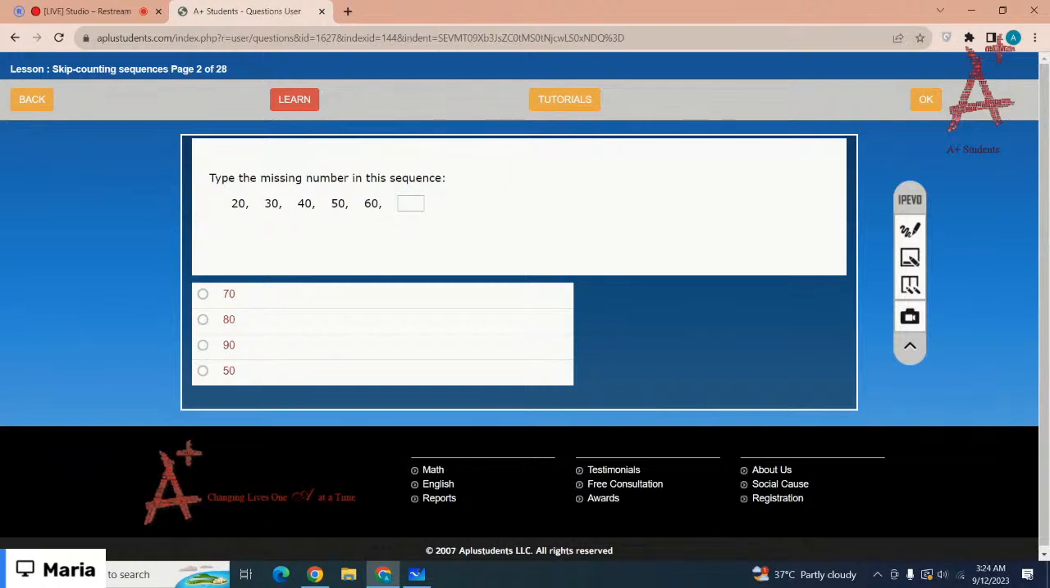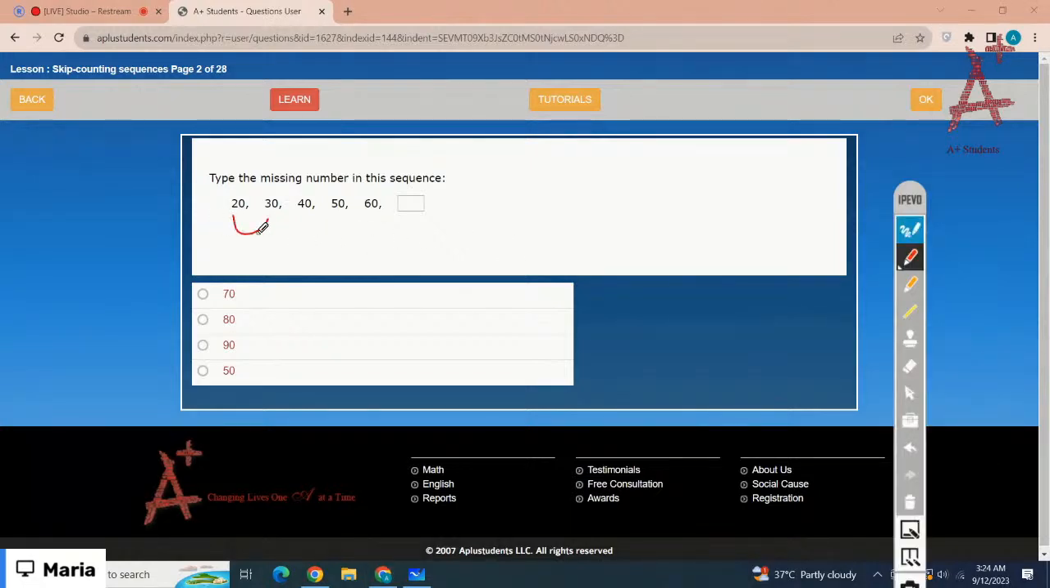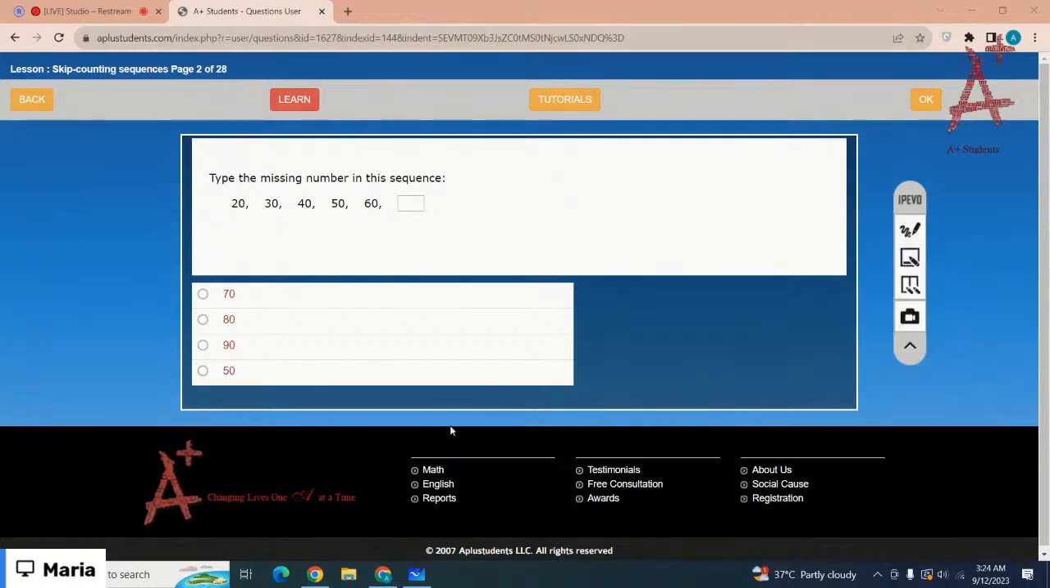Type the missing number in the sequence. So which number is missing? The missing number is, very good, 70. So how do you know? Because the pattern is growing by 10 every time. For each next number, you have to add 10. So you add 10 to 60, that makes 70. Very good. The correct option is 70.